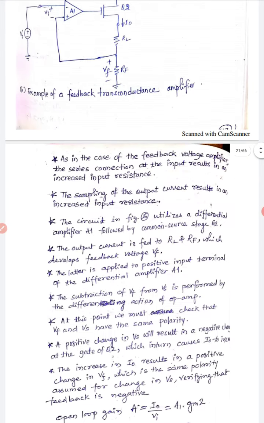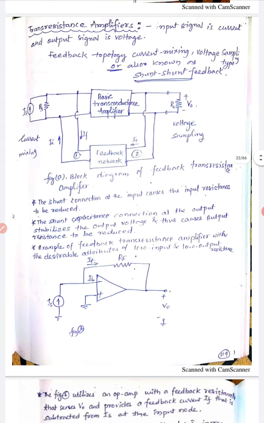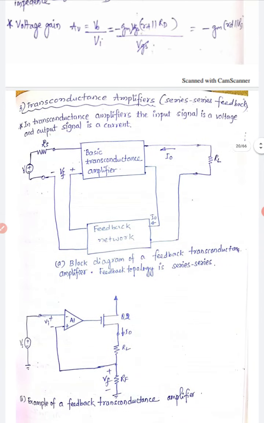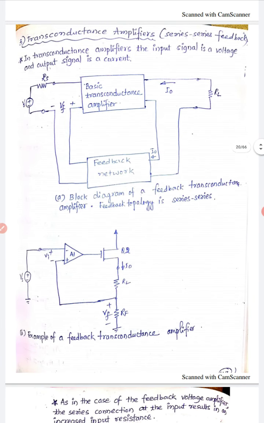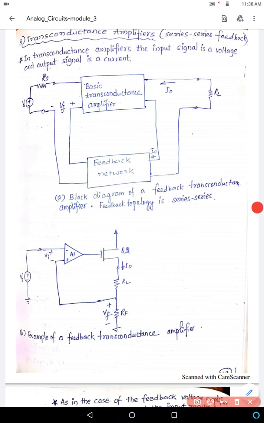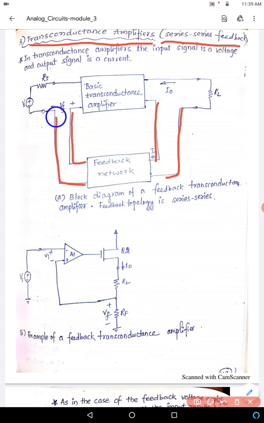Next one we'll discuss is the transconductance amplifier. Here, the second or the third, whatever it may be, we'll discuss the transconductance amplifier. This will be called series feedback. Okay, here we are taking the output in series and also giving the feedback in series, but on the input side we are using the voltage source V, while at the output side we are using the current.